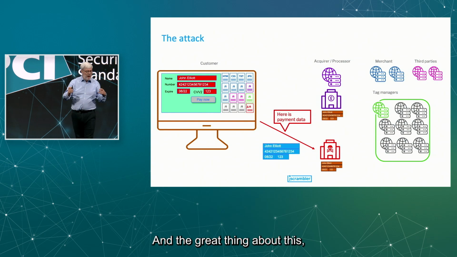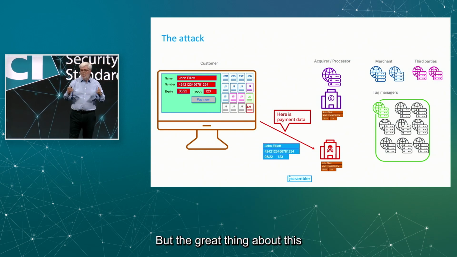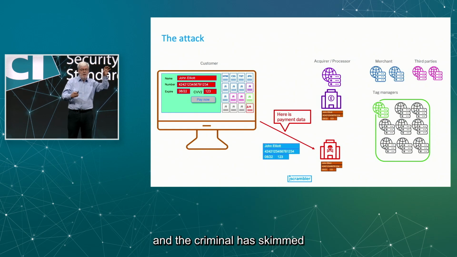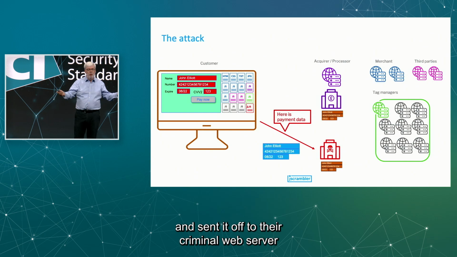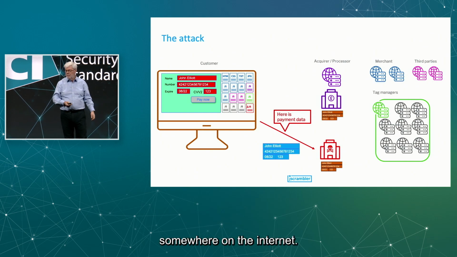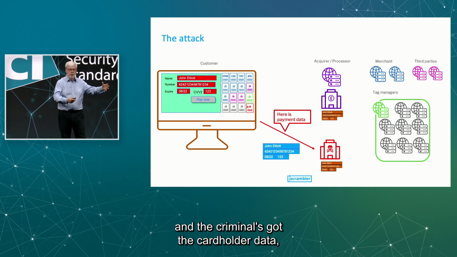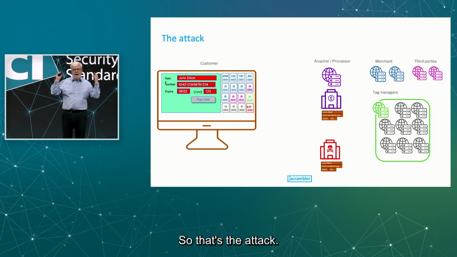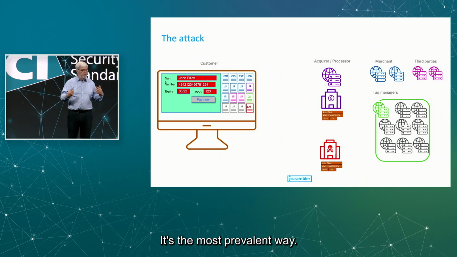And the great thing about this, when I say great thing about this, because it's not particularly great, is it? But the great thing about this is that the transaction happens as normal, and the criminal has skimmed the consumer's cardholder data and sent it off to their criminal web server somewhere on the internet. Okay, so we end up in a situation where the transaction happens and the criminal's got the cardholder data, and no one noticed anything had happened. So that's the attack. That's more than 50% of all attacks against cardholder data today. It's the most prevalent way.